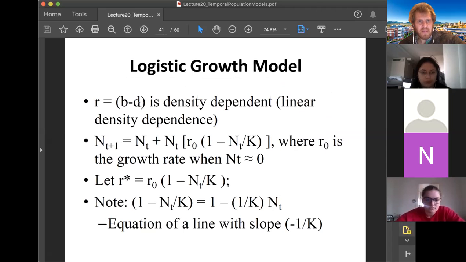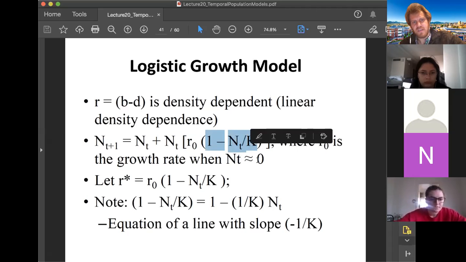Okay, R, B minus D, is density dependent. We have linear density dependence. That's what I mean when I drew those straight lines. The population size at N of t plus 1 equals population size last year plus population size last year times something that looks like R, like we had before. But R is going to be offset by this equation, which is going to shrink towards 1 as N of t approaches K.